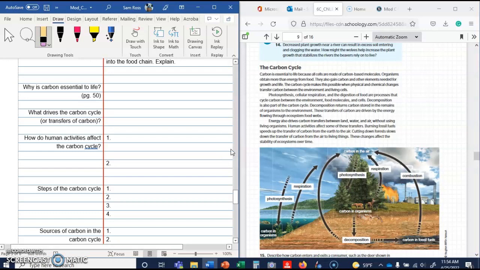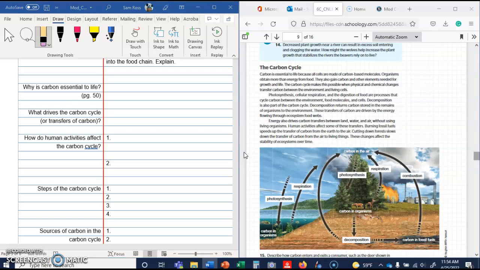And how do human activities affect the carbon cycle? It affects in two ways. Burning down fossil fuels speeds up the transfer of carbon from earth to air, and cutting down forests slows down the transfer of carbon from air to living things. So those are the two ways that human activities affect the carbon cycle. The burning of fossil fuels speeds up the transfer of carbon from earth to the air, and the cutting down of forests slows down the transfer of carbon from the air to living things.